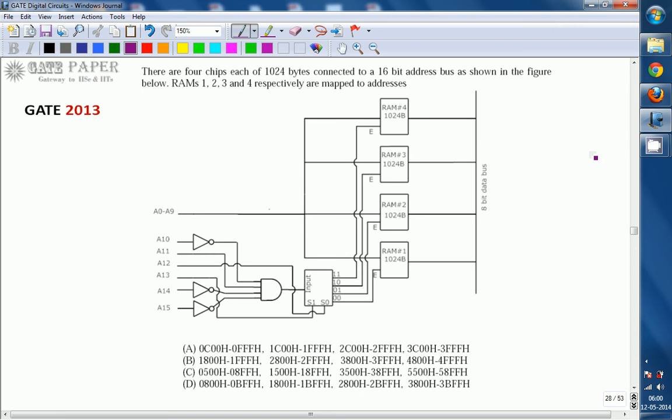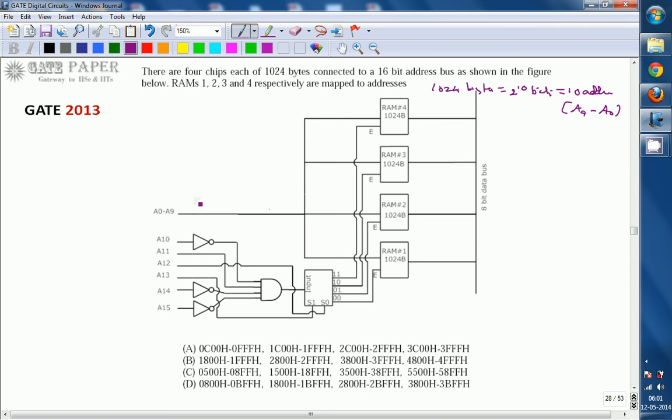So what was given is that each RAM chip consists of 1024 bytes. 1024 bytes implies 2 power 10, which implies 10 address lines. The 10 address lines A9 to A0 are going to be used to represent each memory location in RAM. So the actual memory location of RAM can be represented with 10 address lines.